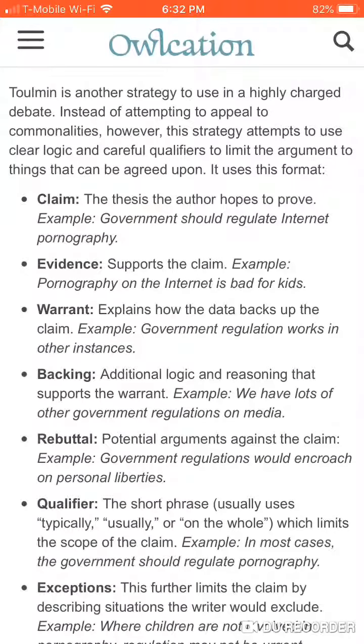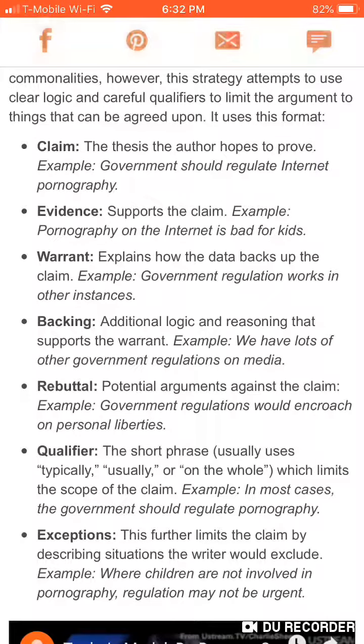Qualifier: short phrases, typically "usually" or "in most cases," which limit the scope of the claim. Example: in most cases, government should regulate pornography. Exception: this one limits the claim by describing situations where it would not apply. Example: where children are not involved, regulation may not be used.